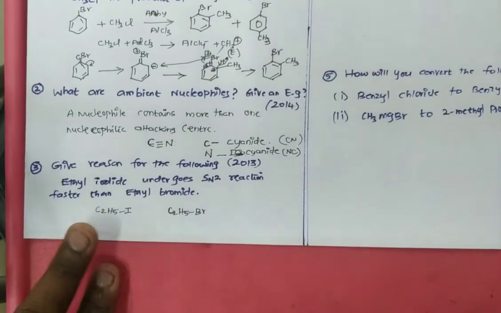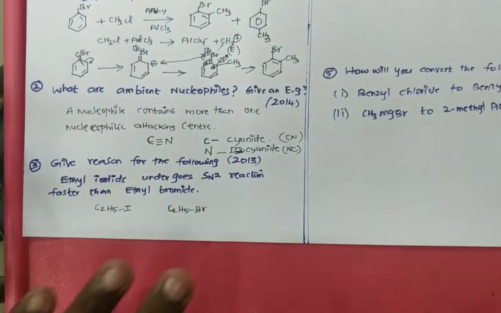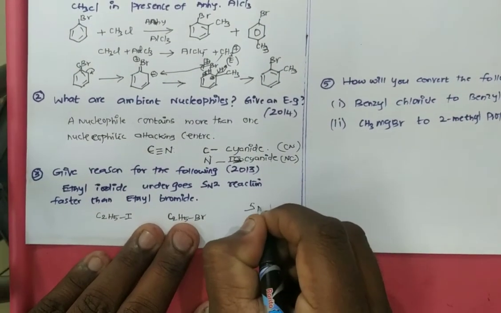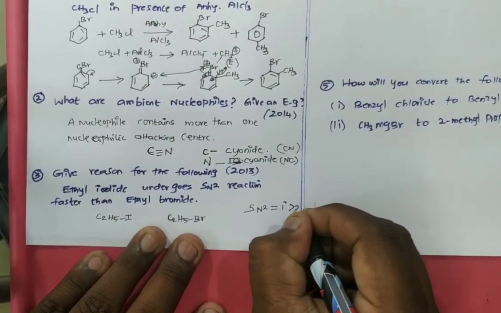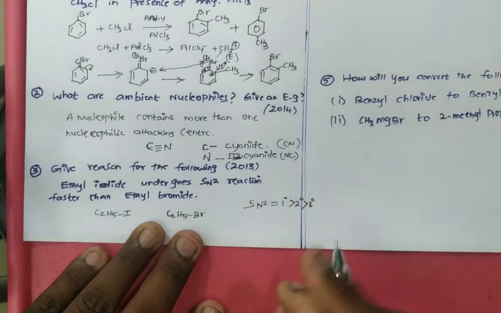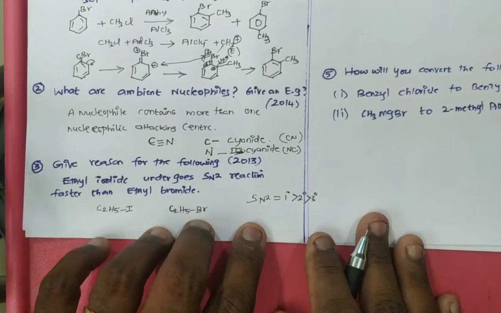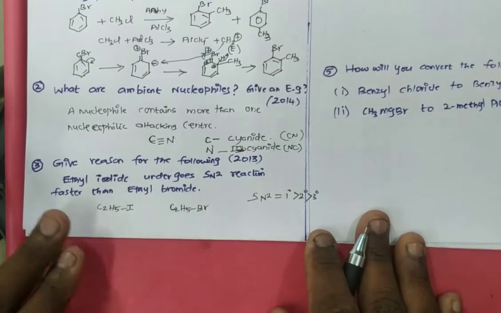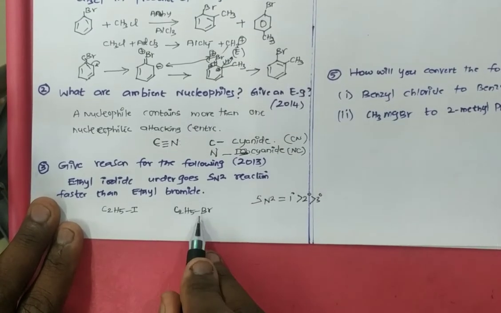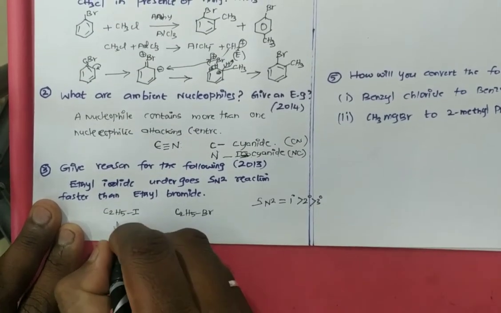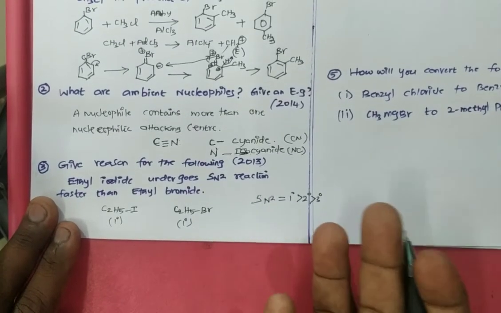C2H5Br. According to the SN2 reaction, the 1 degree will react faster when compared to 2 degree as well as 3 degree, as we know the concept. If you don't know the concept, please go and watch my previous video, then you'll get a good idea about this. Here, ethyl iodide and ethyl bromide are both 1 degree. But now, which one will react faster?